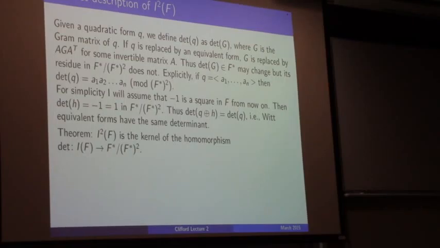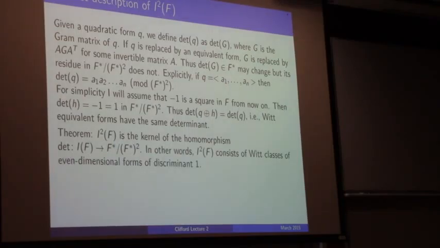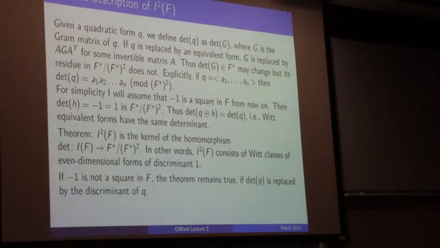And so the theorem, a fairly easy one, is that I2 is the kernel of the determinant homomorphism. In other words, I2 consists of Witt classes of even dimensional forms of determinant or discriminant 1. So the difference, again, between the determinant and the discriminant is some power of -1 that I want to avoid by declaring -1 to be a square, just for expositional purposes.